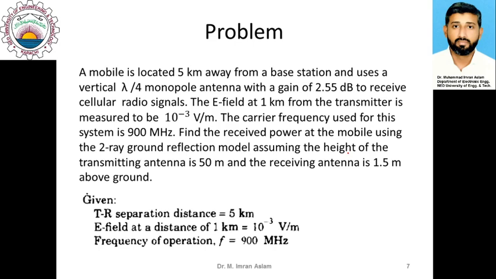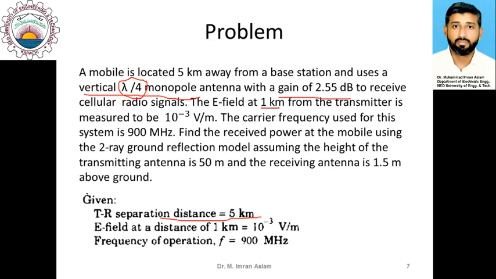We have a problem where a mobile is located 5 kilometers from the base station. So we are given the transmitter-receiver separation distance to be equal to 5 kilometers. The mobile is using a vertical lambda by 4 monopole antenna with a gain of 2.55 dB. So the antenna being used at the mobile is a quarter wavelength monopole antenna, which has a gain of 2.55 dB.